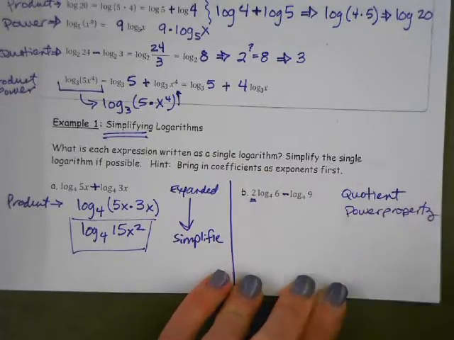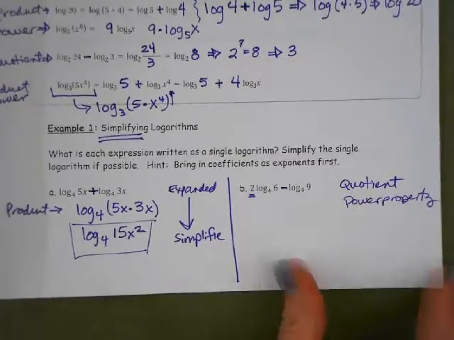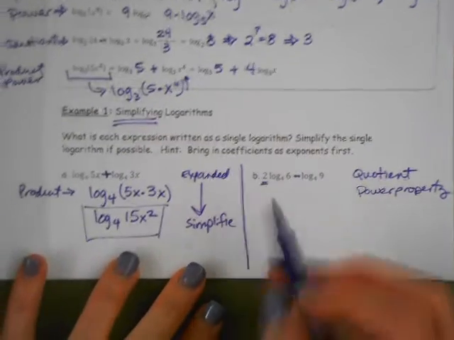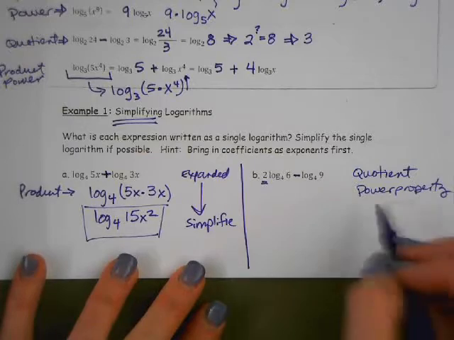Okay. So my question to you is this. When working with math, there's an order of operations. What comes first, division or exponents? Exponents. So when you have a situation where you have multiple properties, you want to go in the order of operations. So we want to do the exponent problem first, which is the power property.